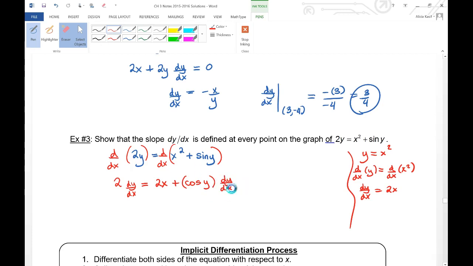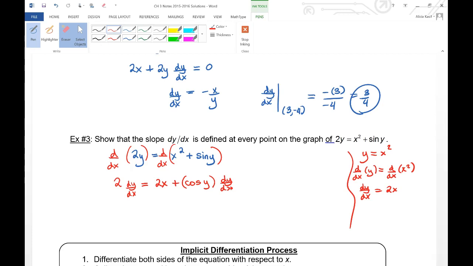What do you do now? Okay. So imagine that dy dx is just some variable. What would you do to solve for a variable if you have it on both sides? Great. Well, so we want to get anything with dy dx on the same side. We'll divide eventually. We actually have to factor it out.